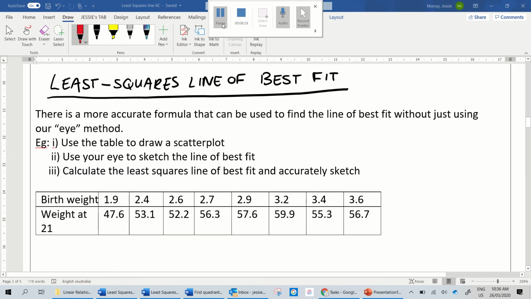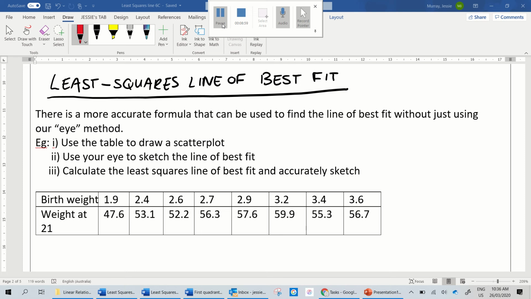Okay, so let's go to the really accurate way of drawing our line of best fit, and we call it the least squares line of best fit, otherwise known as the least squares regression line. It's way more accurate than just doing it by eye, and everyone's going to get the same, okay, which is, in my opinion, what they're going to ask more of in the HSC, because markers don't want a whole bunch of different answers.